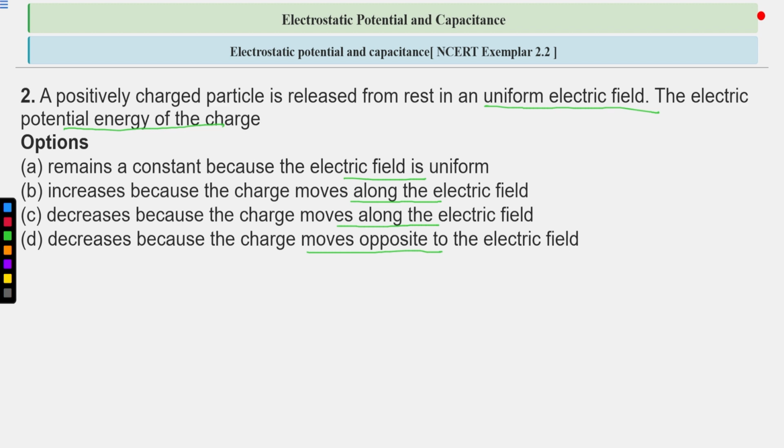Since the electric field is uniform and the charge is positive, we know that the positive charge will feel a force in the direction of the electric field. And since the electric field is conservative, the work done by the electric field is conservative. So the potential energy decreases, because work done by conservative forces is stored in the form of potential energy, and potential energy decreases when the work is done by conservative forces. Firstly this positively charged particle will move along the electric field, and since it is moving along the electric field, its potential energy decreases.